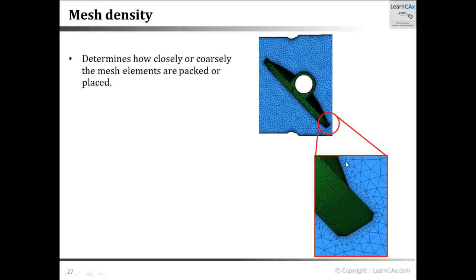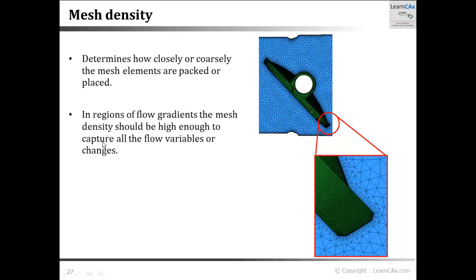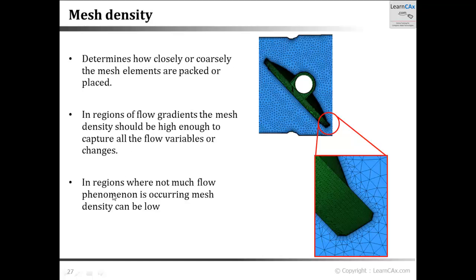So this change from a closely packed mesh to a coarse mesh is called changing the mesh density. How many mesh elements are packed together in a particular region is called mesh density. In regions of flow gradients, the mesh density should be high enough to capture all the flow variables or changes, whereas away from the walls, or away from regions where flow gradients are not present and not much flow phenomenon is occurring, we can have a low mesh density, so we can have a coarse mesh.